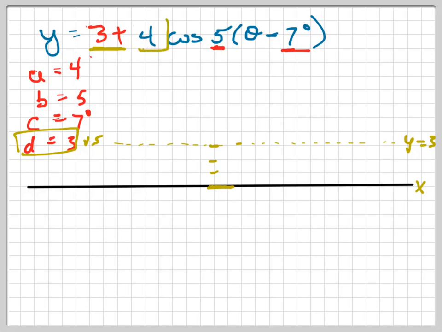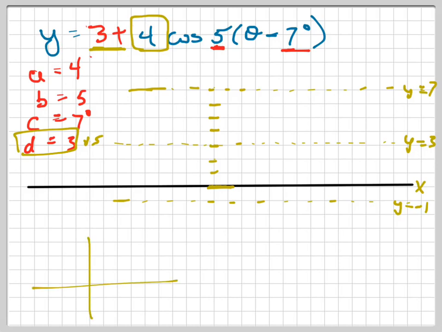4 now is my amplitude, which means I'm going to go up 4 from here, and there's another horizontal line at the top, and I'm going to go down 4 from there. So that's y equals -1, that's y equals 7. So those are my top and bottom points, because remember my cosine graph is going to start at the top, since it's a positive amplitude, and it's going to finish at the top also. And so I know somewhere up there is where I'm going to be starting and finishing. Alright, so exactly where, that's what we're going to find out in just a second.